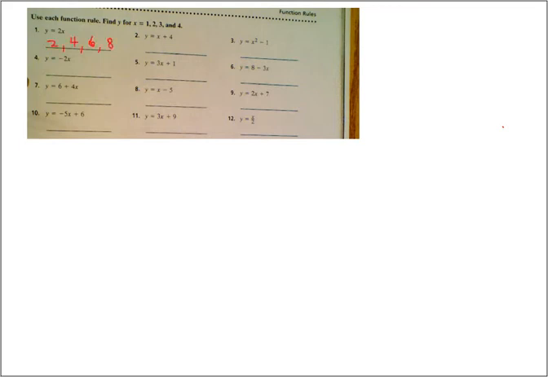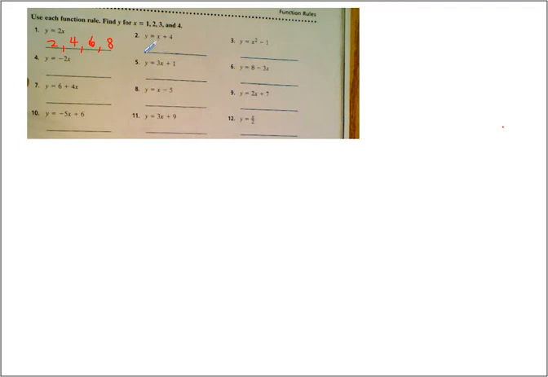So y is equal to 2 when x is equal to 1, because 2 times 1 is 2. y is equal to 4 when x is equal to 2, because 2 times 2 is 4. y is equal to 6 when x is equal to 3, and y is equal to 8 when x is equal to 4. And that's just how these problems work. Let's do another one here.